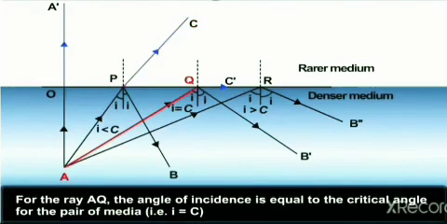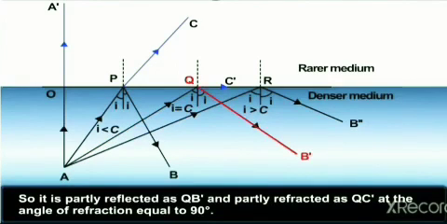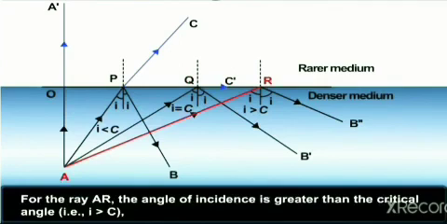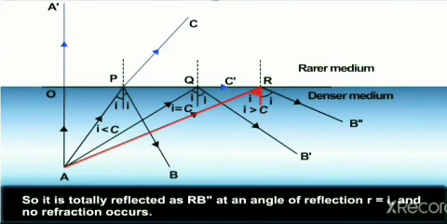For the ray AQ, the angle of incidence is equal to the critical angle for the pair of media, that is, i is equal to C. So it is partly reflected as QB dash and partly refracted as QC dash at an angle of refraction equal to 90 degrees. For the ray AR, the angle of incidence is greater than the critical angle, that is, i greater than C. So it is totally reflected as RB double dash at an angle of reflection r equal to i, and no refraction occurs.